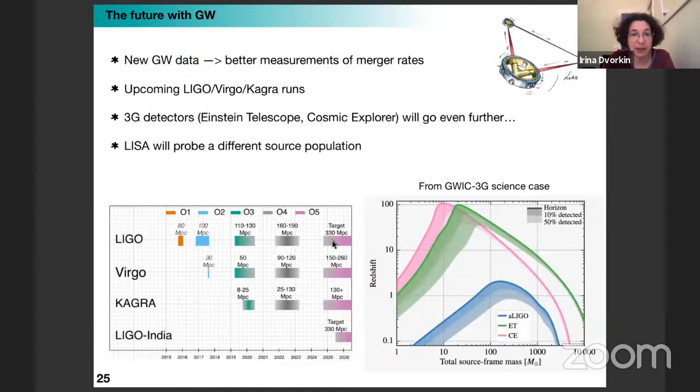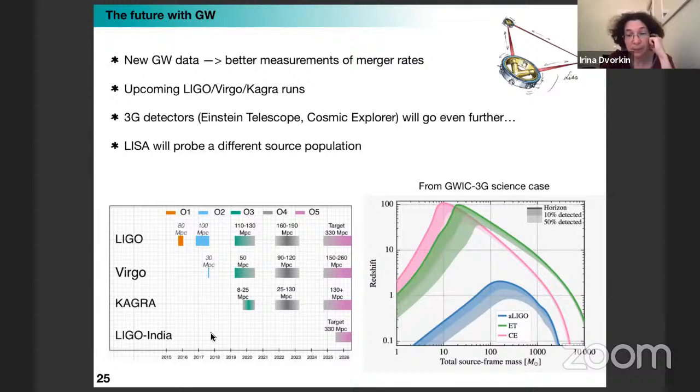Of course, we expect to have better constraints on the binary star merger rate from the next gravitational wave data. This plot on the left shows the horizon for current and ongoing gravitational wave experiments. So LIGO, Virgo, KAGRA, that are operational and will start hopefully, let's say, sometime next year. This plot shows the horizon for observing binary stars. It is expected to greatly increase, and so the rate of detection will increase as well.